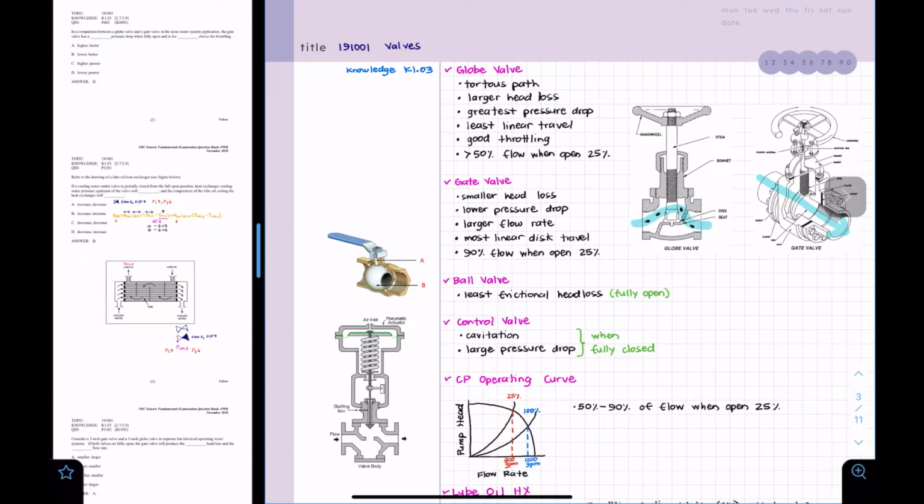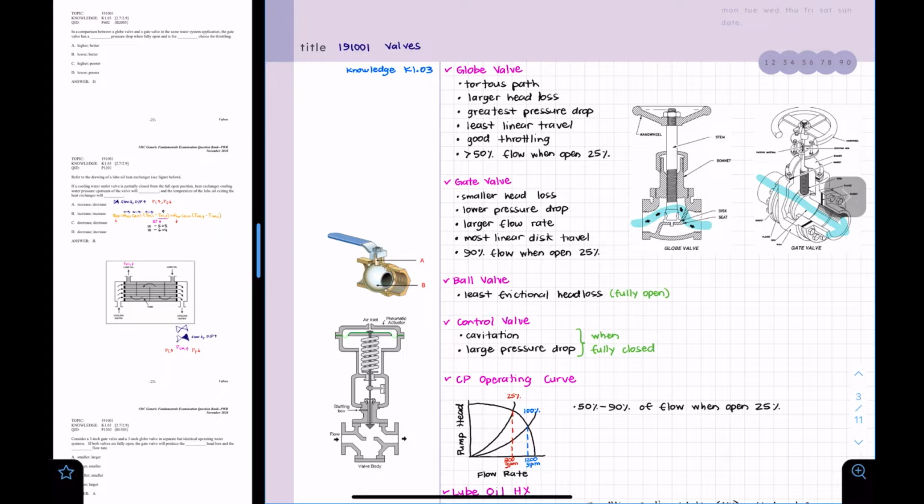So one of the things that we will need to know is, in comparison to other valves, the globe valve has this tortuous path compared to the gate valve. The gate valve is very linear. So this globe valve has this tortuous path and it has a larger head loss, or a greater pressure drop. It also has the least linear travel compared to other valves. If you can see, this one has more linear travel. They're good for throttling, as I already mentioned.